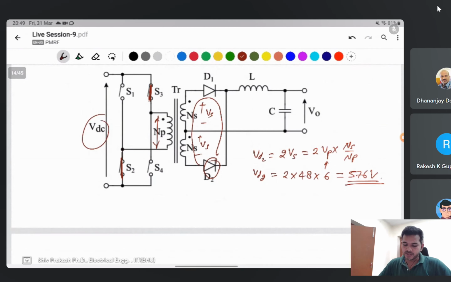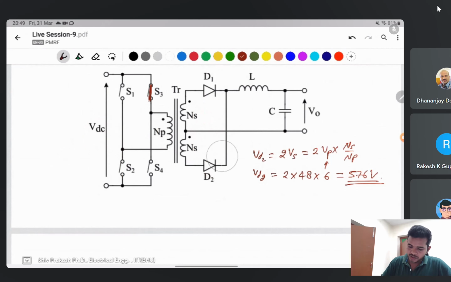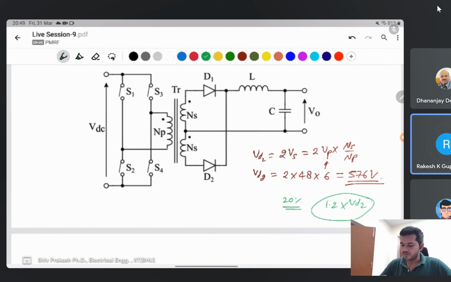If you observe, the working of this full bridge converter is the same as a push pull converter. Minimum, you can take a 20% tolerance also. Minimum of this one, 1.2 times this value, is enough.